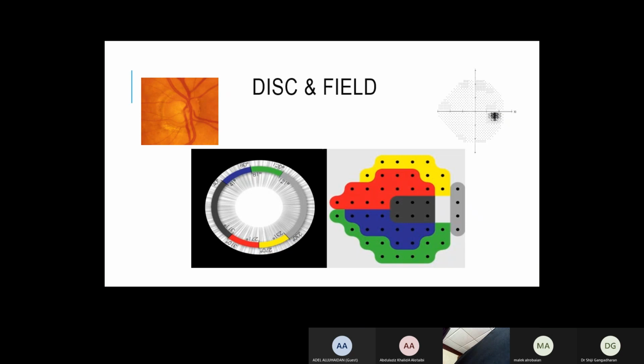Anybody knows the name of this map? These two images here. Yes, correct. Garway-Heath maps are very good; you can see them to help you predict where the visual field defect will be.